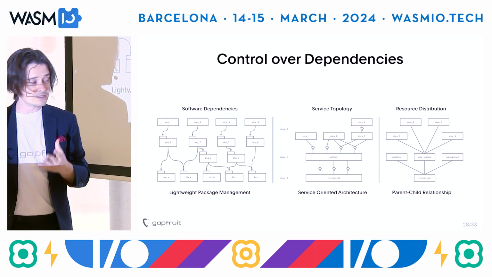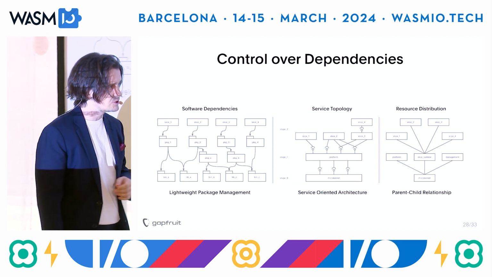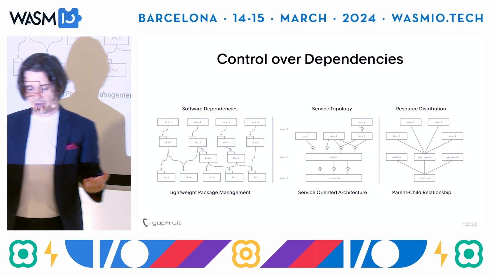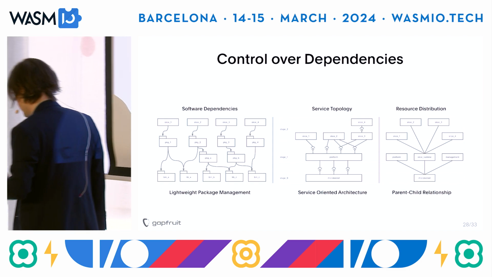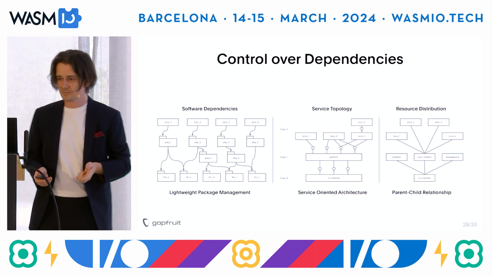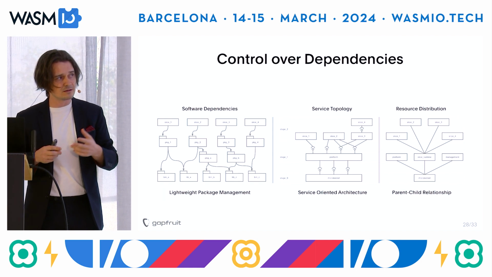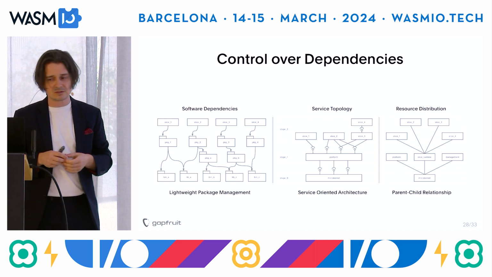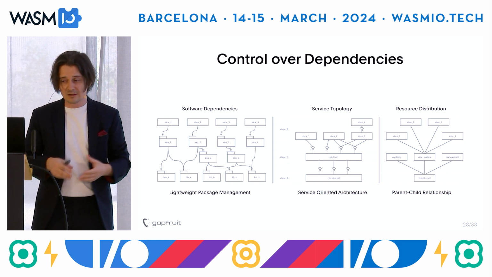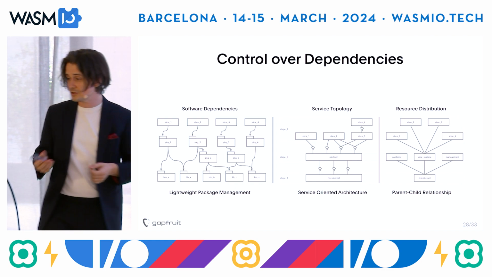So the last dependency type is about how resources are distributed. This is done with a parent-child relationship, where the parent provides resources such as RAM, CPU time, and capabilities to its children. So the parent controls basically the connections of the service topology of its children. In other words, the parent controls the capabilities of all its children.